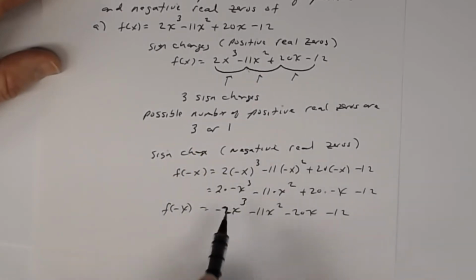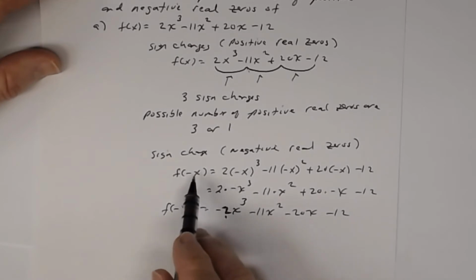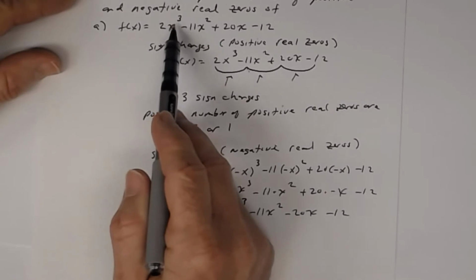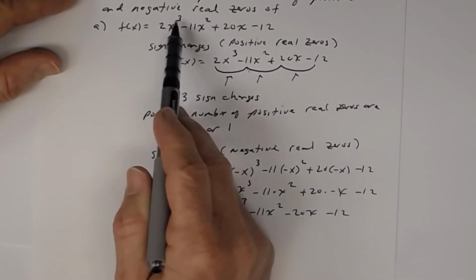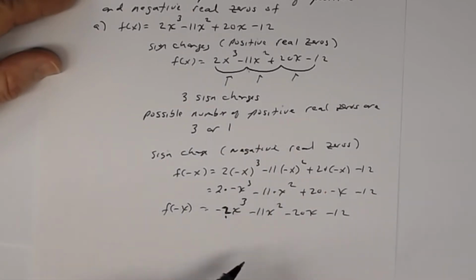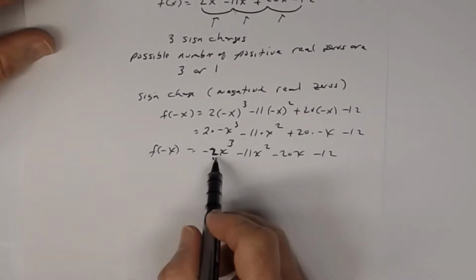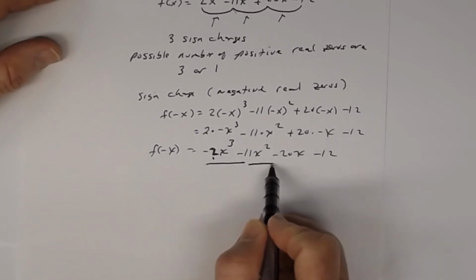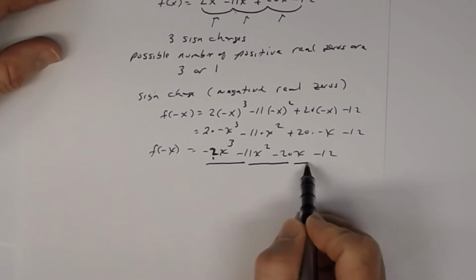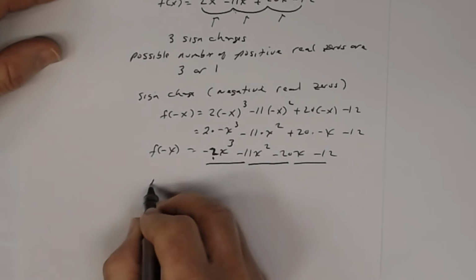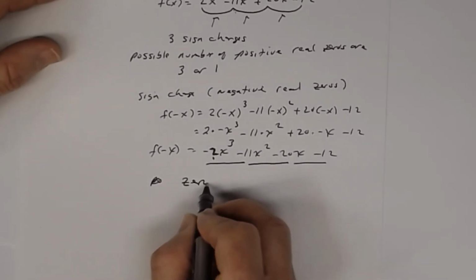So the only coefficients that change for f of negative x are the coefficients where the exponent of the variable is odd. 3 is odd, 1 is odd. So as we go through the next two examples, look at that. All right, so now let's talk about the sign changes. I'm going from negative to negative, that did not change. I'm going from negative to negative, that did not change. I'm going from negative to negative, that did not change. So there are no changes, right? So what does that mean? There are zero sign changes.